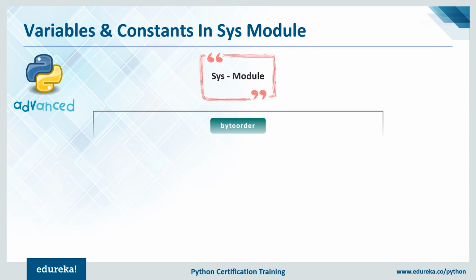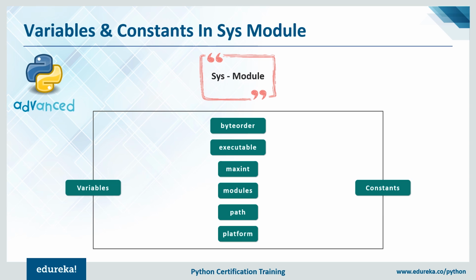So next, let us check out some interesting variables and constants that are present in the sys module. Guys, you have many here, and let me try to quickly walk you through a few. So we have byte order, executable, maxint, modules, path, platform, and many more. So what is byte order? Well, byte order is basically an indicator of the native byte order, guys. Simple as that.